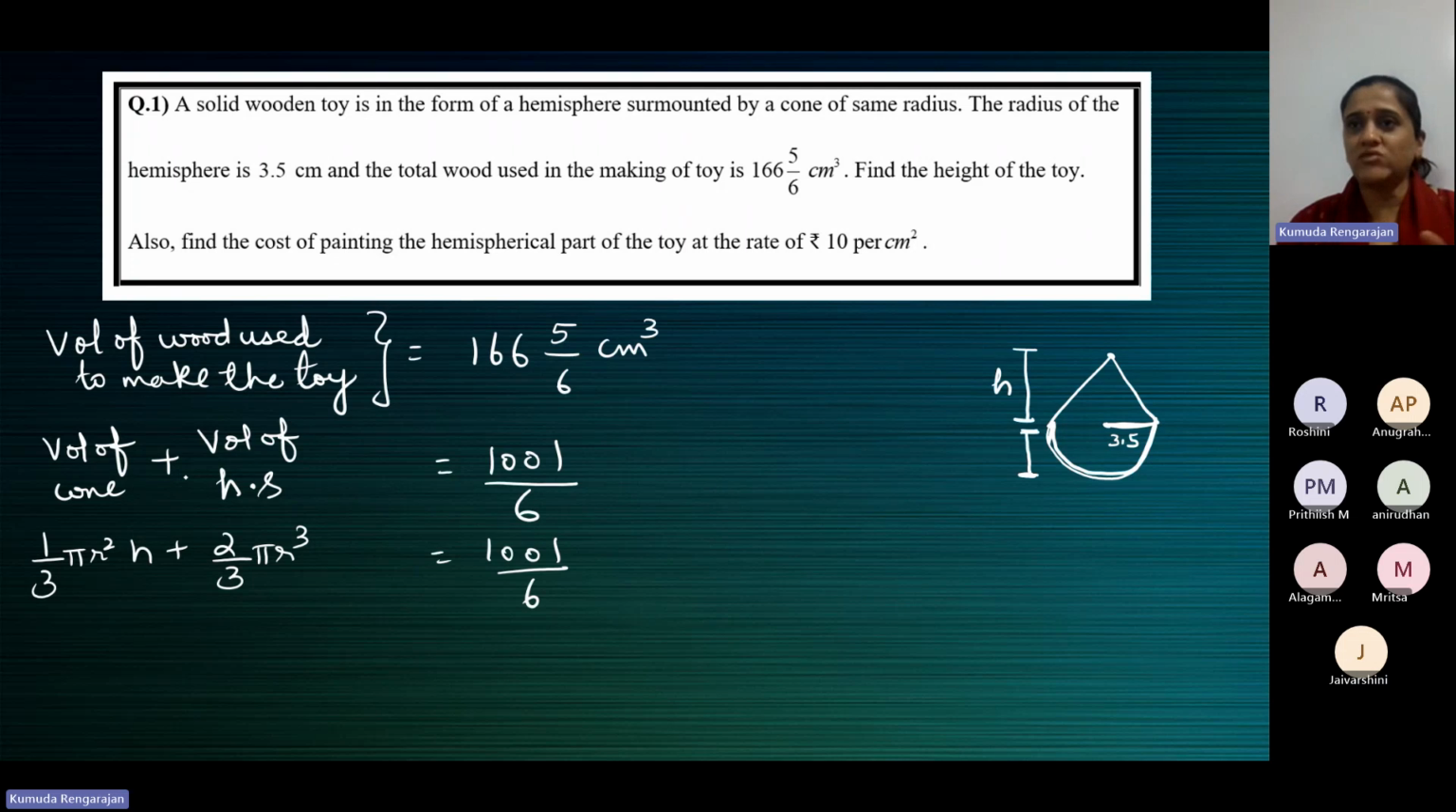Volume of cone plus volume of hemisphere is equal to, I've converted that to an improper fraction. So what is the volume of cone formula? 1 by 3 pi r square h. And for the hemisphere, 2 by 3 pi r cube.